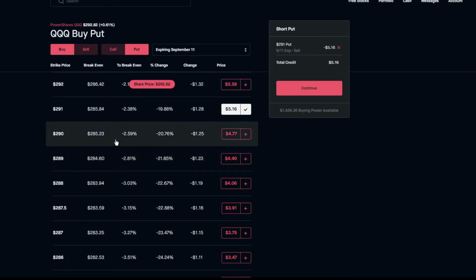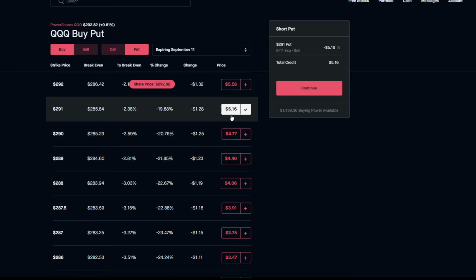So let me show you this example. We chose the strike price of $291, right? So we would have to have $29,000 basically, just as collateral. But we'd only be getting like a 516 return, which is not bad.